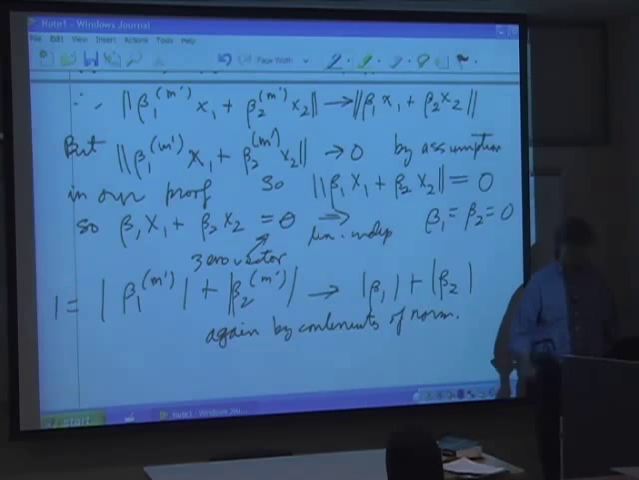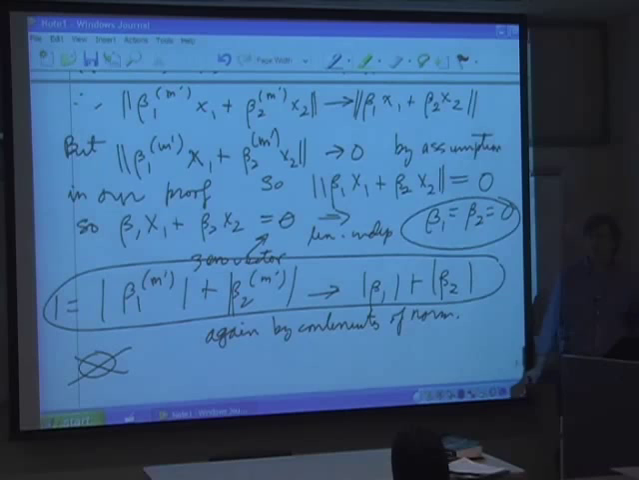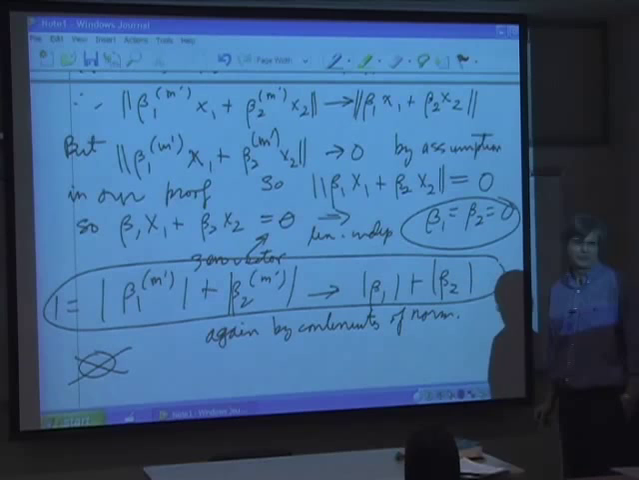Well, that's a contradiction. You can't have beta 1 and beta 2 both equal to 0 and the sum of their absolute values equal to 1. So contradiction, from this and this. Okay, that's the contradiction. So you have to throw in a lot of stuff to get the proof, but it's pretty straightforward.